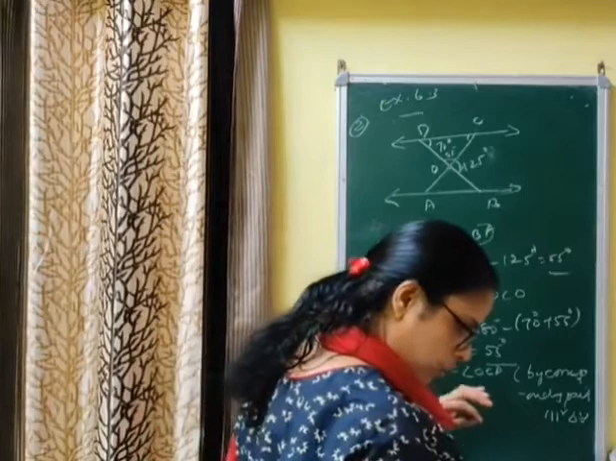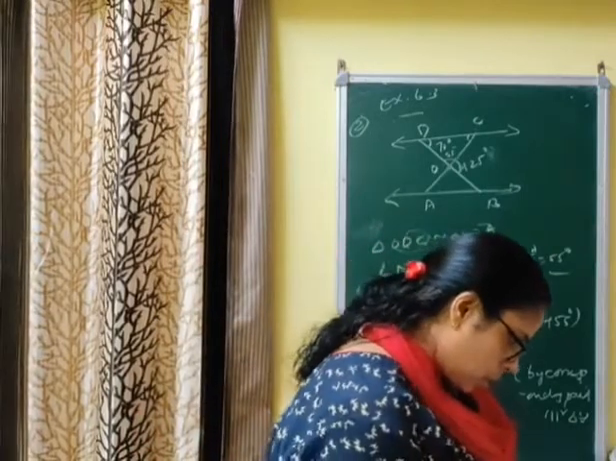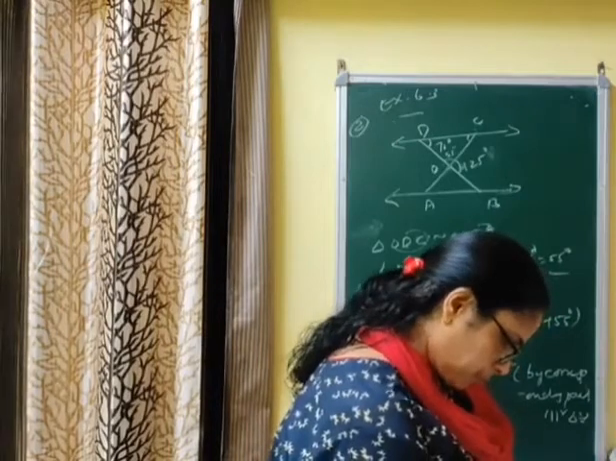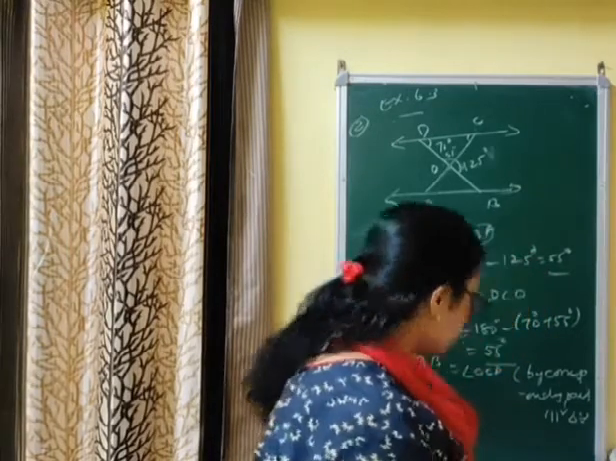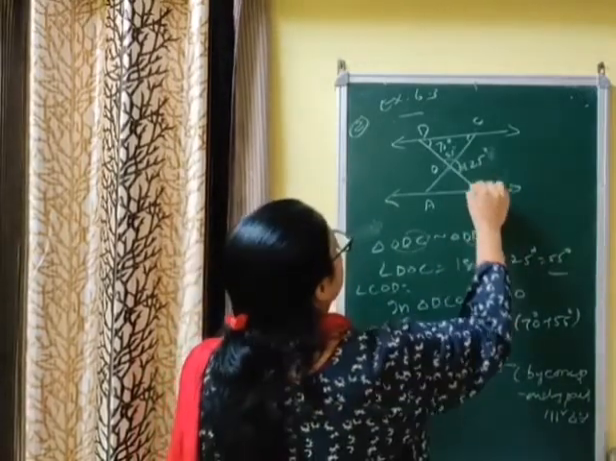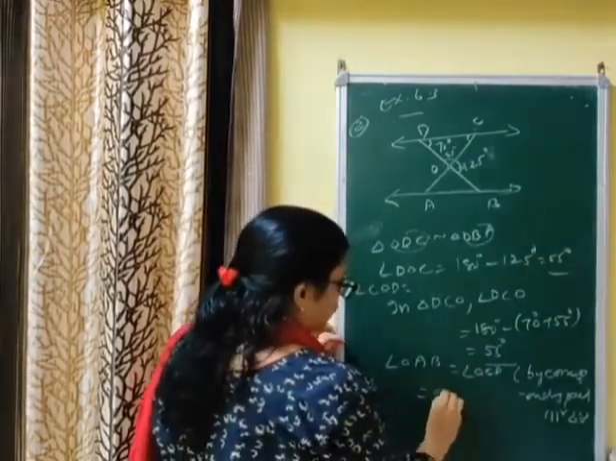Let me check once more. What is the answer coming? OAB is equal to OCD, which is equal to 55 degree.